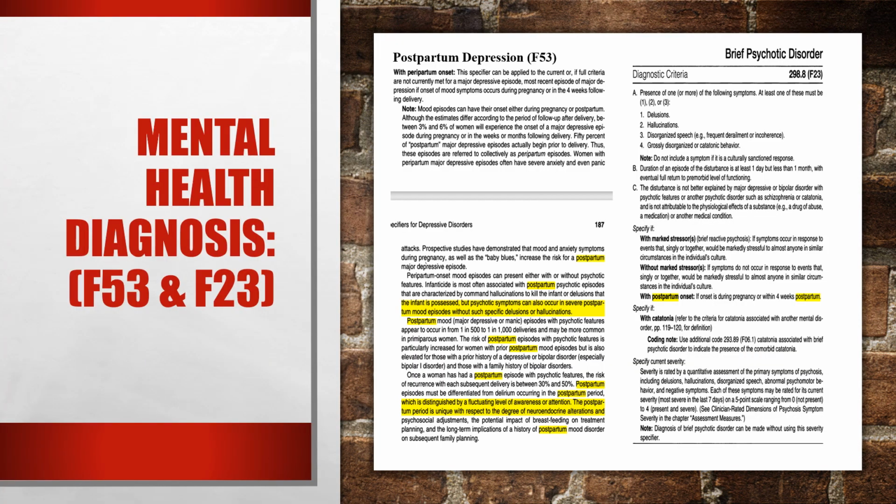Mental health diagnosis is defined through the DSM-5 and uses the International Classification of Diseases codes for data collection. Andrea Yates is perceived to have postpartum depression, F53, which is ICD-10-CM, and a brief psychotic disorder, F23, with postpartum onset, which is applicable to female patients from ages 12 through 55 years.